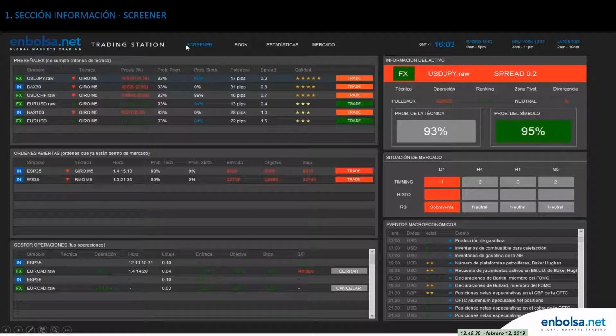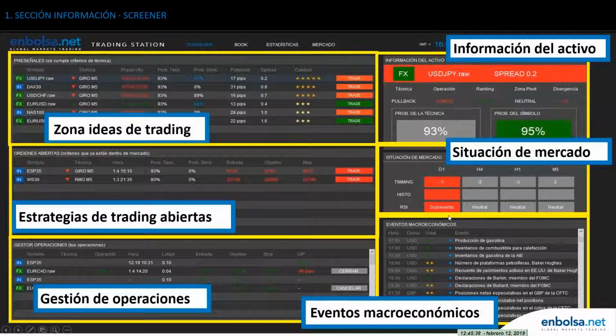What is the screener zone and what is it used for? The screener zone consists of 6 main blocks. The first one is the Trading Ideas or Strategic Plans area. Here we can see different strategic plans that our trading tool suggests to our user as alternatives to pay attention to during our daily training.